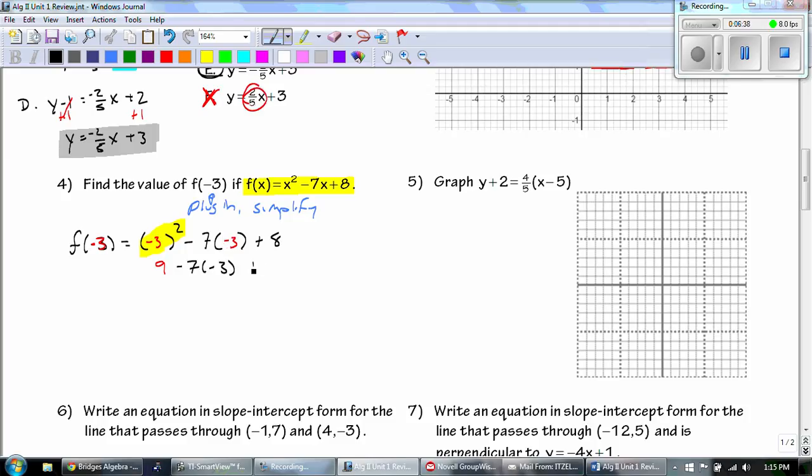Because we're simplifying, we're following SADMAP. And then I need to multiply. Negative 7 times negative 3 is a positive 21. Okay, you can add those all together or do it just a little bit at a time. I get 30. And then 30 plus 8 is 38. So 38 is my answer. If we're writing it in function notation, we would say f of negative 3 equals 38.